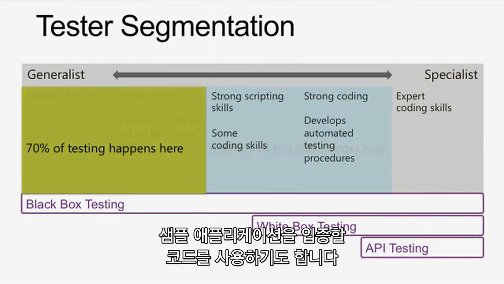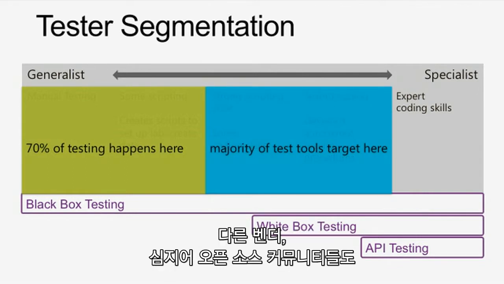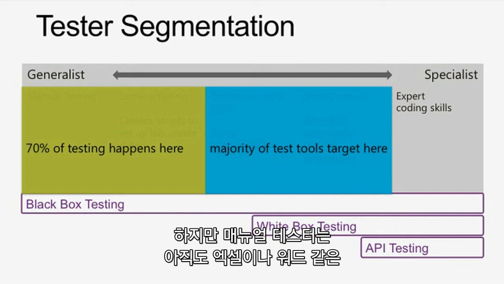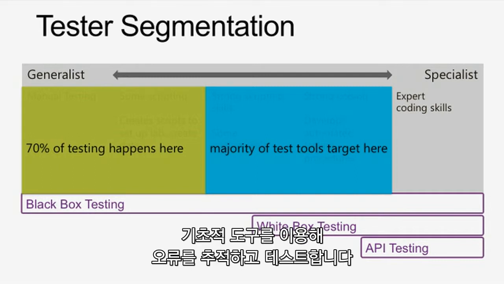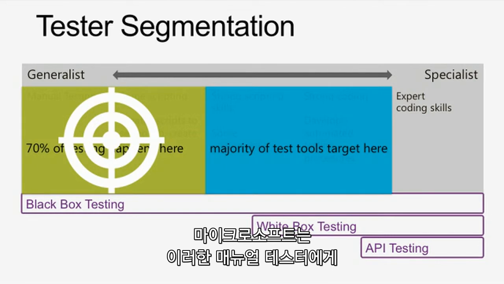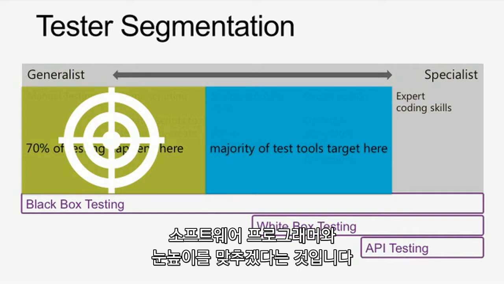The problem with this is that the majority of the testing tools out there from other vendors and even across the open source community have really done a great job of targeting the right end of the spectrum, but for the most part, manual testers were kind of left to use Excel and Word and other basic tools to really track their test cases and their test runs. So we knew that we really wanted to target that left end of the spectrum and come out with a first-class set of development tools for the manual testers to be able to sit right alongside the software programmers.